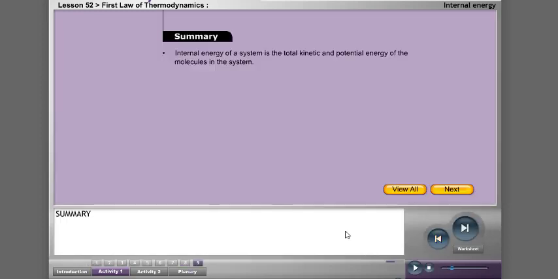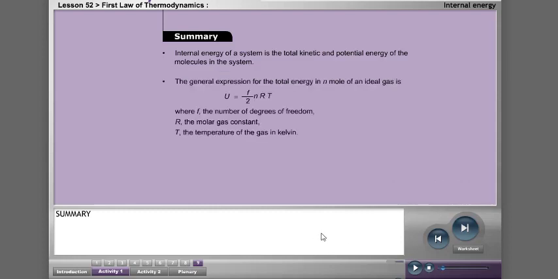Summary. Internal energy of a system is the total kinetic and potential energy of the molecules in the system. The general expression for the total energy in n mole of an ideal gas is U equals F over 2 times nRT, where F is the number of degrees of freedom, R is the molar gas constant, and T is the temperature of the gas in Kelvin.